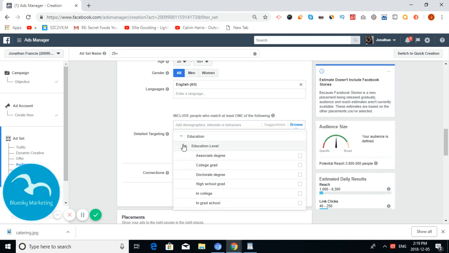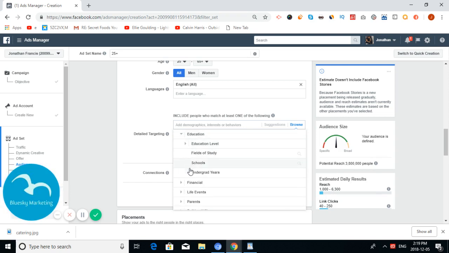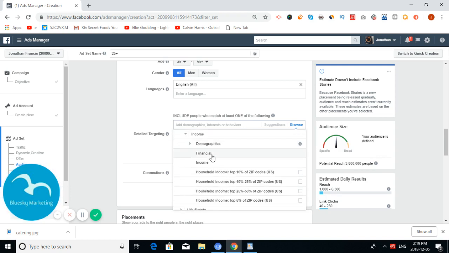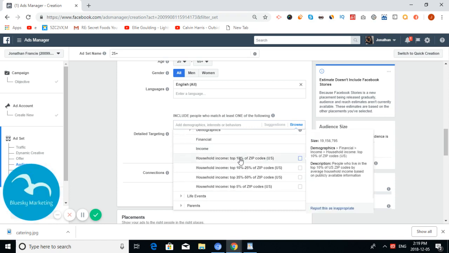Right? If we want to back out of education, you could even do fields of study, schools, undergrad years, but we could also go to the next section and see financial income, and you can start to target people based on top 10% of zip codes, top 10 to 25% of zip codes, top 5% of zip codes, right? And this could really get interesting because let's just say you're a high-end jewelry store, right? And most of your products, they're in the higher range, the top 2 to 3% of all jewelers nationwide. You don't want your ads to go towards people who can't even afford your services or your products, sorry. So in this case, this could be very beneficial to you.